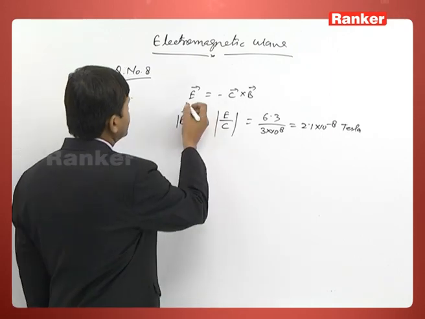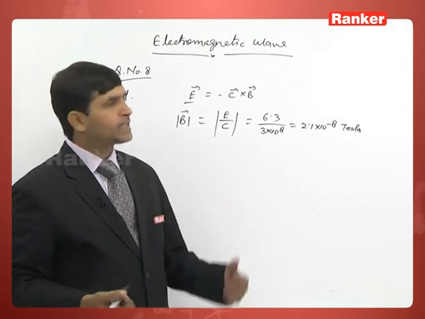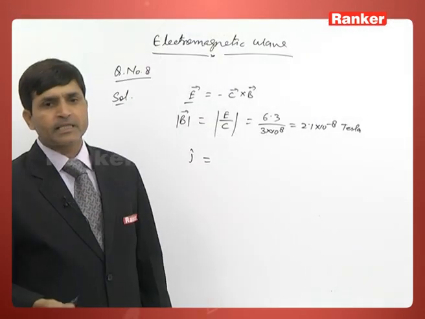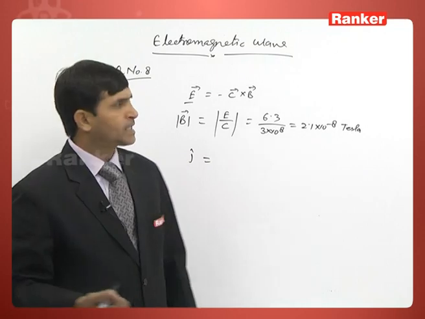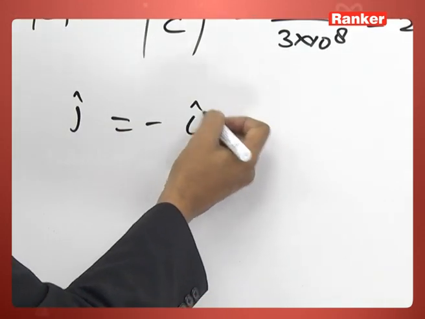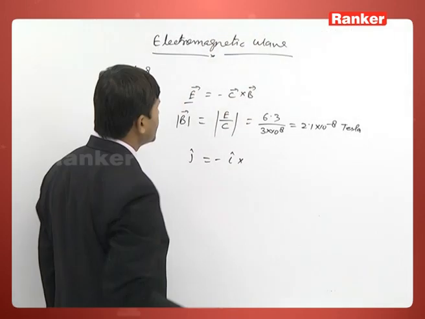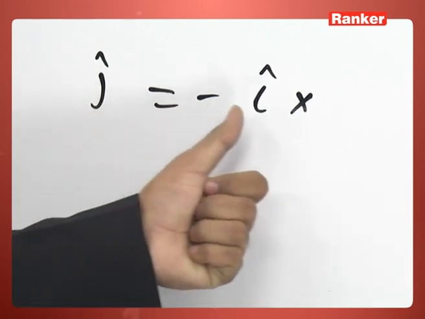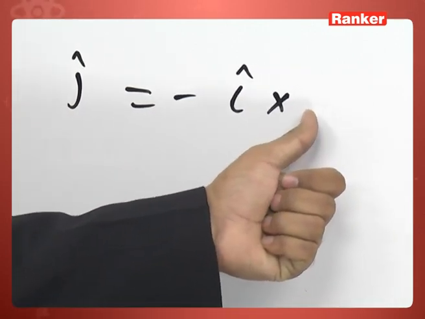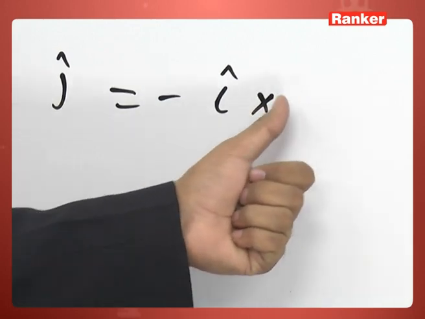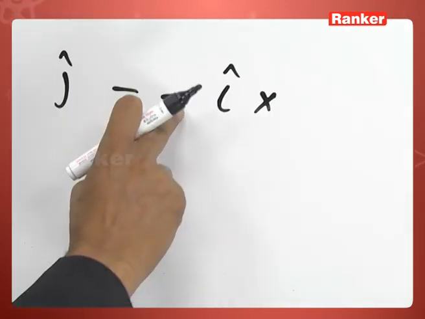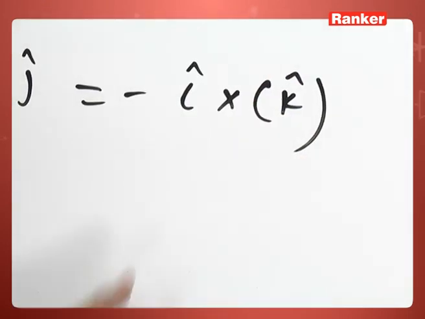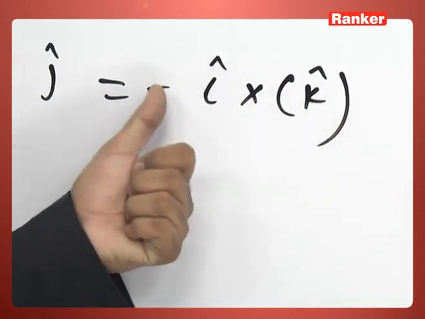Now about direction. If we are looking here, the electric field is along J cap. So it is your J cap, and the wave is traveling along the positive x direction, so we can say minus I cap cross. Now when we are talking about B, the magnetic field, we want here J. So I cross K, when we are writing, I cross K gives you minus J. So minus minus becomes plus J. So B should be your K cap.